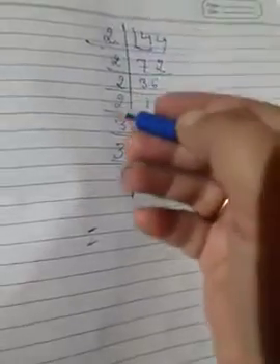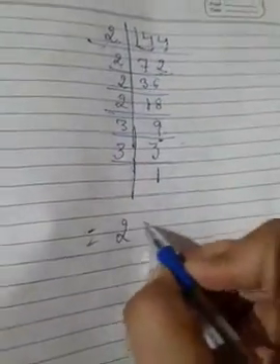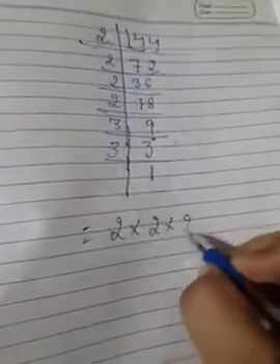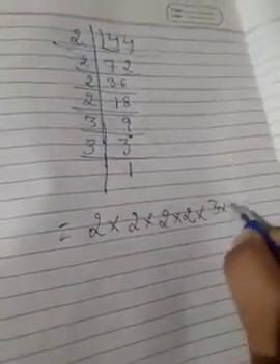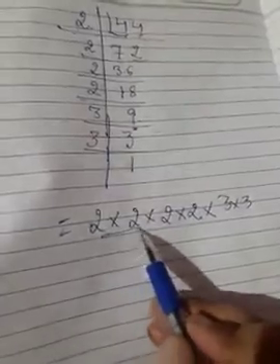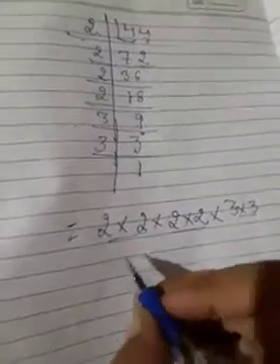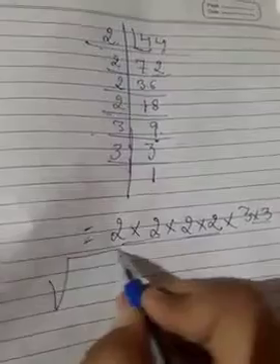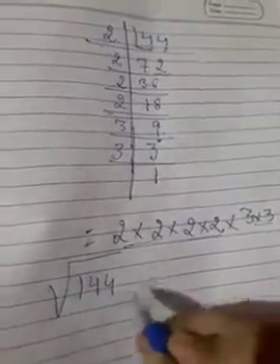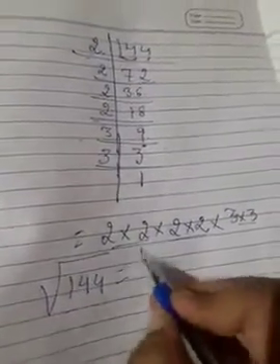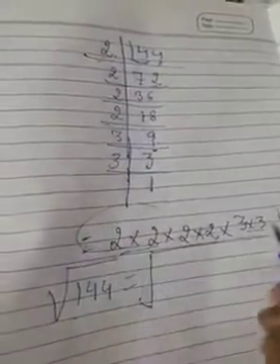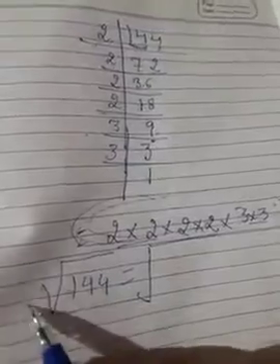Now write here all the factors. How many times did 2 come? 2 came 4 times, and 3 came 2 times, 3 multiply 3. Clear? Here what do we have to find? The square root of 144 by prime factorization. This is the value of 144. Square root means this, this is the symbol of square root.